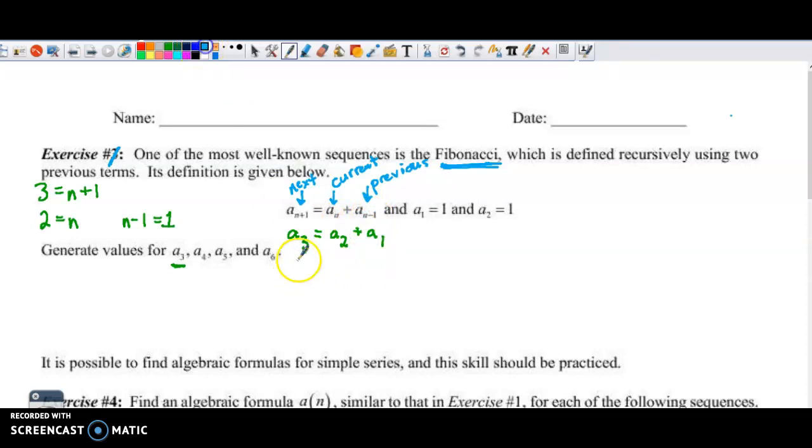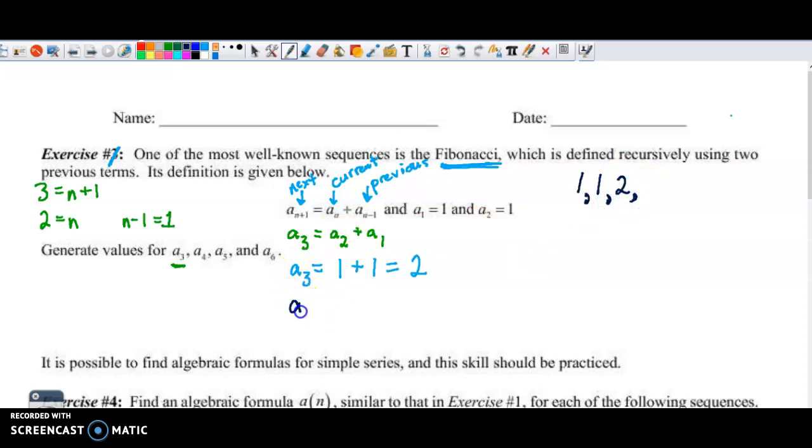So I guess I'll switch back to blue, so a sub 3 would be equal to a sub 2, which is 1, plus a sub 1, which is equal to 1. So the third term in the sequence is 2. And after some practice, I think you'll notice the pattern. So the pattern goes 1, 1, and then the third term is 2.